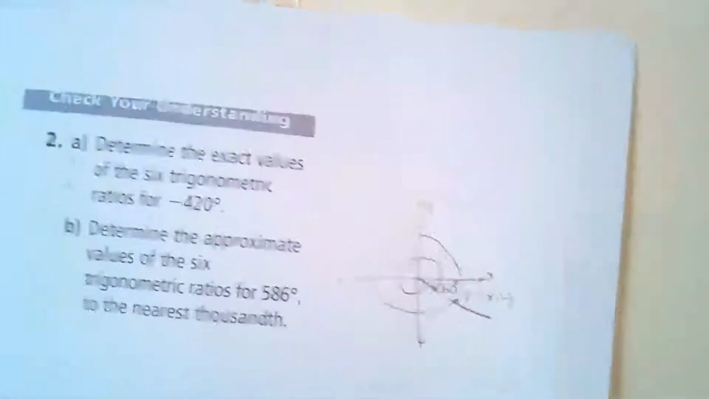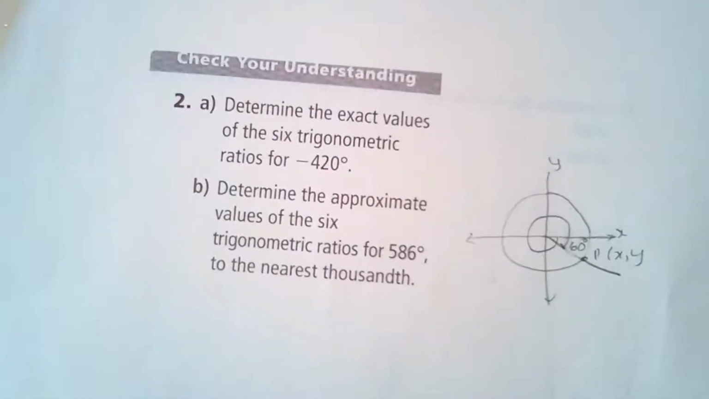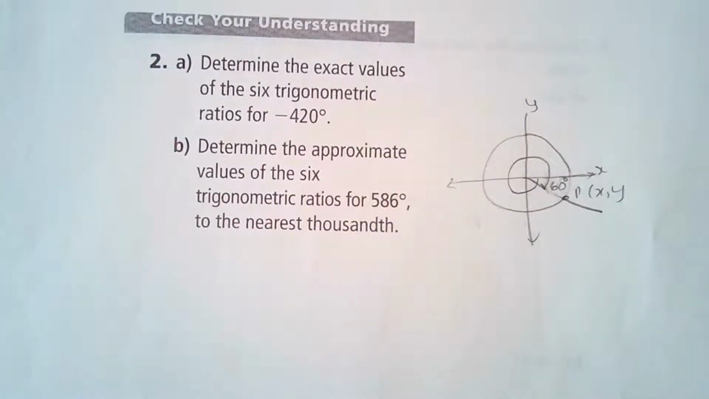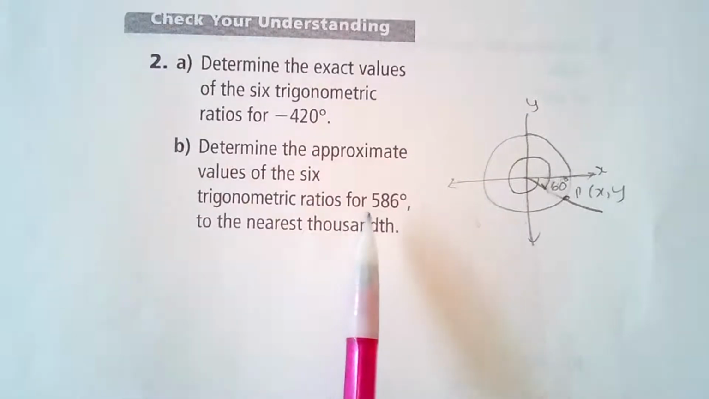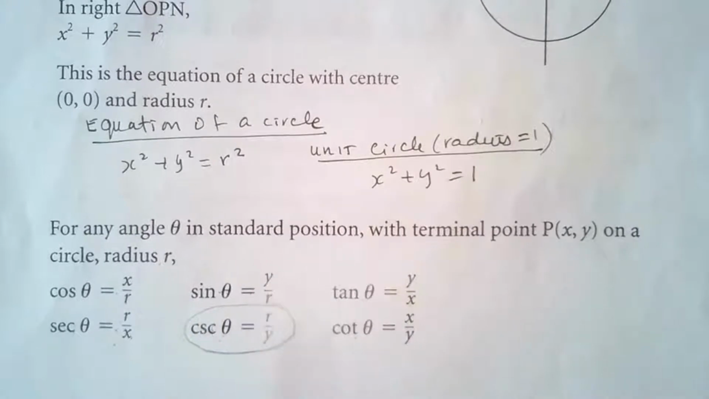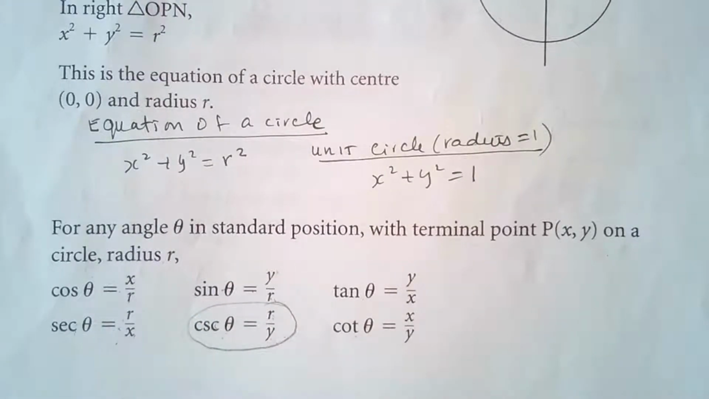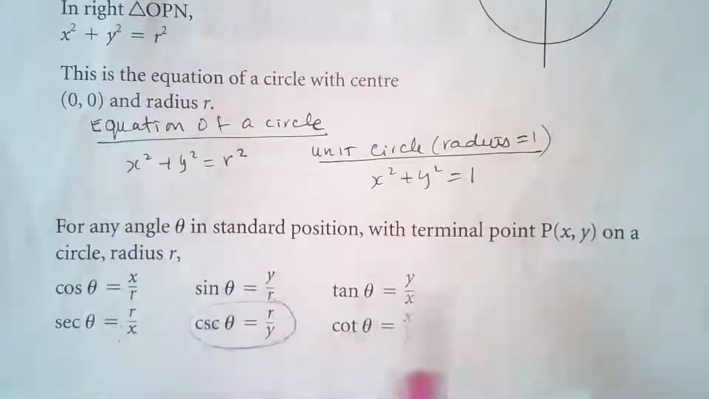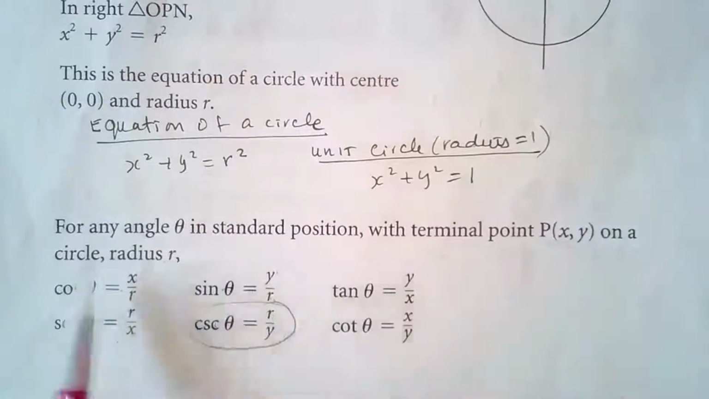First question I want to look at is determining the exact values of the 6 trig ratios when you're given an angle. So you're given an angle and you're asked to find the 6 trig ratios. Now, remember, your 6 trig ratios are sine, cosine, and so on, and using the circle, any angle in standard position with terminal point P(x, y) on the radius r.